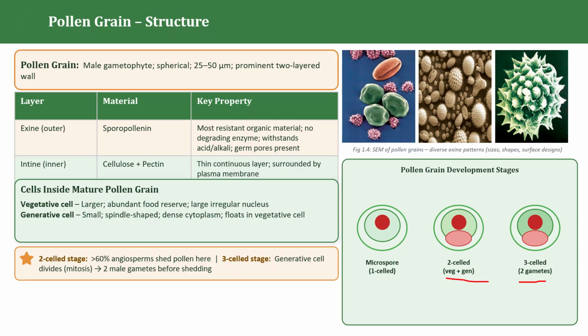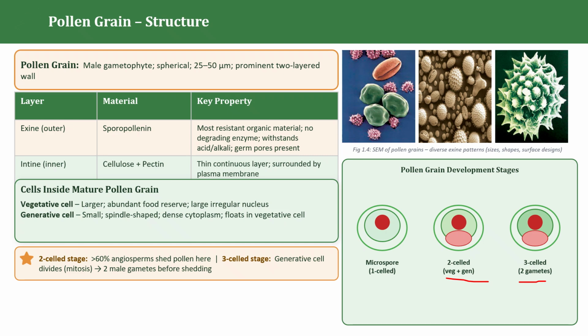two-celled and three-celled pollen. In a two-celled pollen grain, we can see one vegetative cell and one generative cell. It occurs in over 60% of flowering plants. In three-celled pollen, you can see the generative cell divides by mitosis and forms two male gametes. So it now contains the vegetative cell and two male gametes, right? For two-celled pollen, an example is lily. For three-celled pollen, the example is grasses, many grasses.